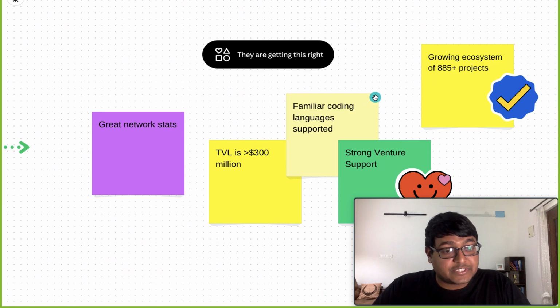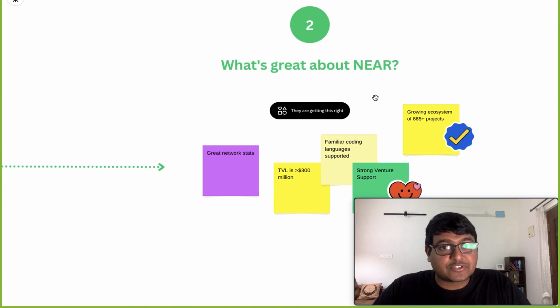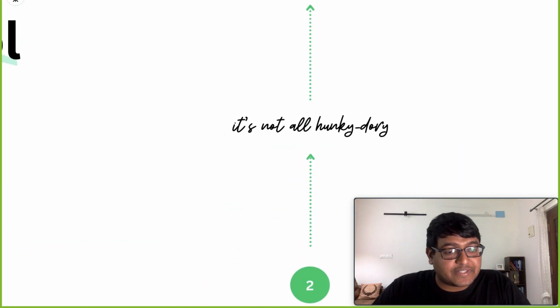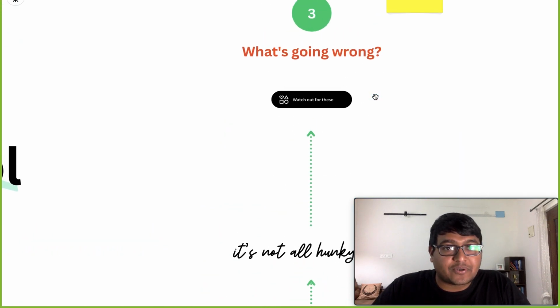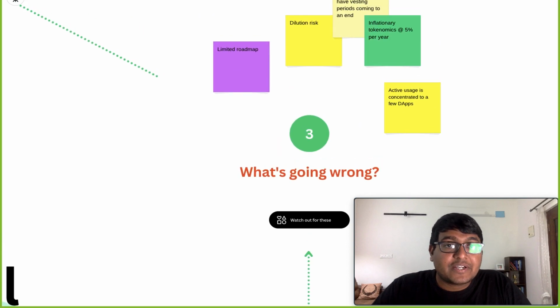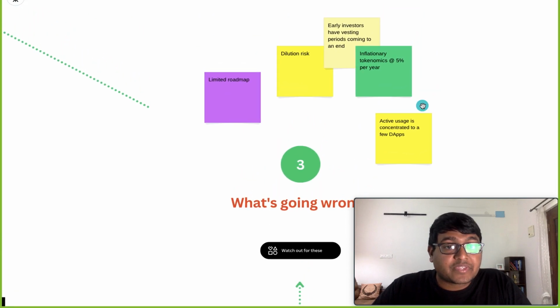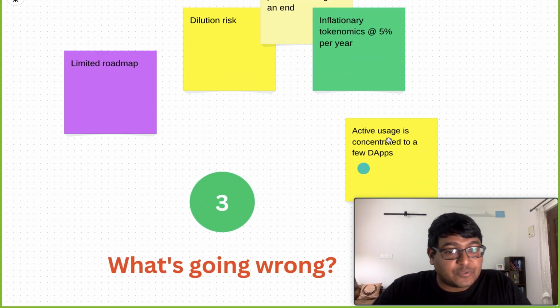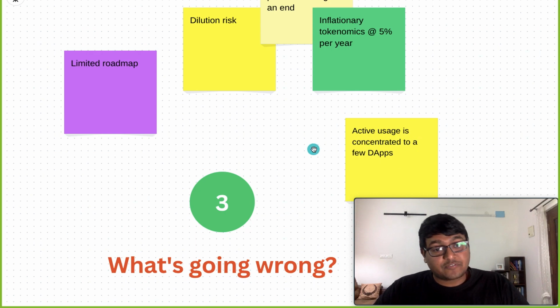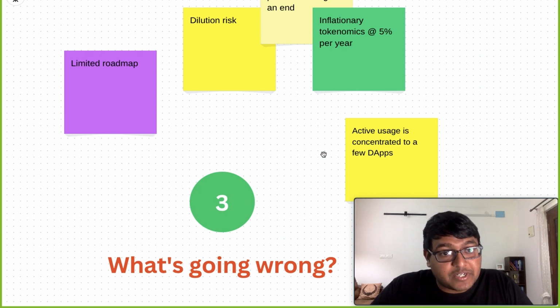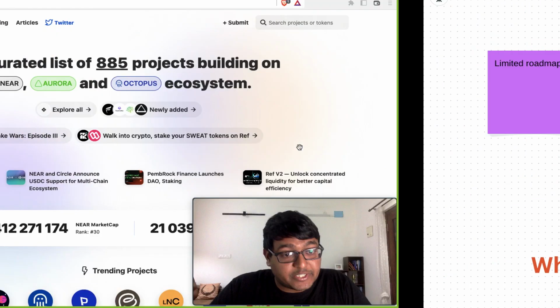So these are the things that they are really getting right, but it's not all hunky-dory, right? There's got to be something going wrong. Well, we'll see what's going wrong. The first one is, though they have a lot of active usage and a lot of apps being built, active usage is concentrated in a few dApps.